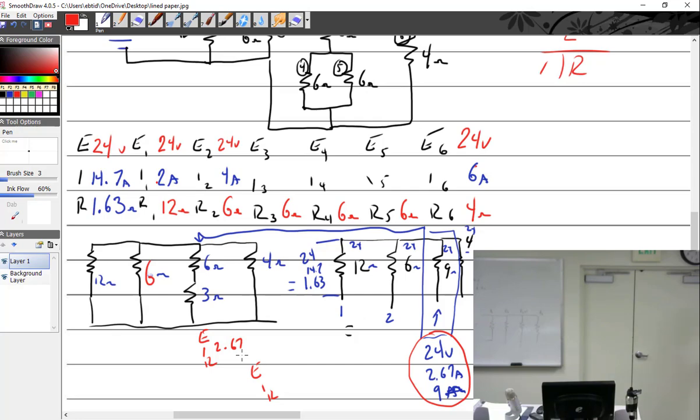Green's hard to see, I forget. Okay, but isn't there three resistors in that spot? Not yet, I'm working backwards. Here's my next one right here. There's only two, right? So this comes right over here: 24 volts, 2.67 amps, and 9 ohms.